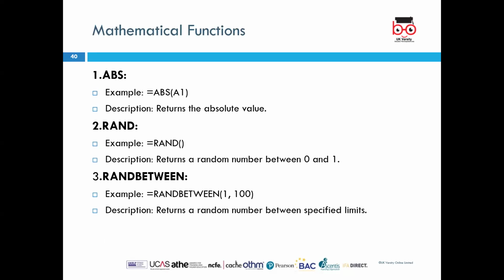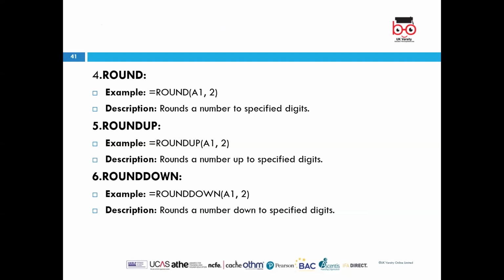So when it comes to mathematical functions, we now have ABS, which is going to return the absolute value. RAND, which returns a random number between 0 and 1. And we have RANDBETWEEN, which returns a random number between specific limits.